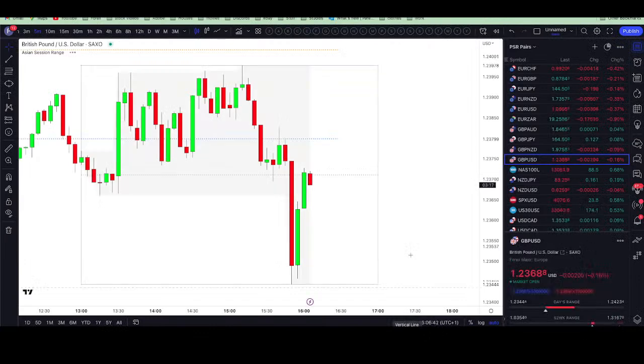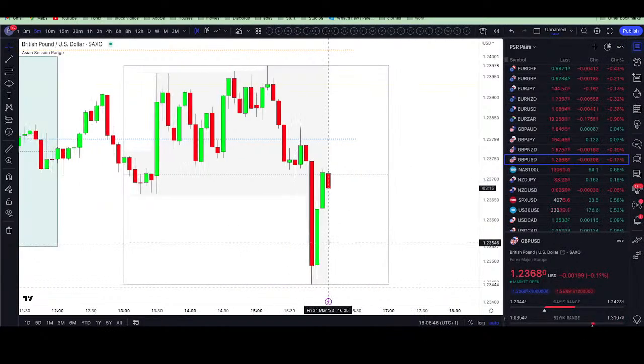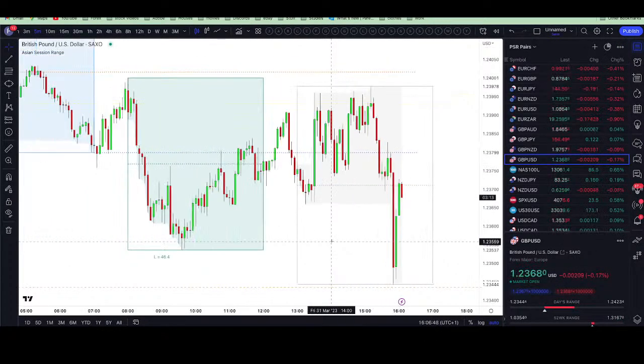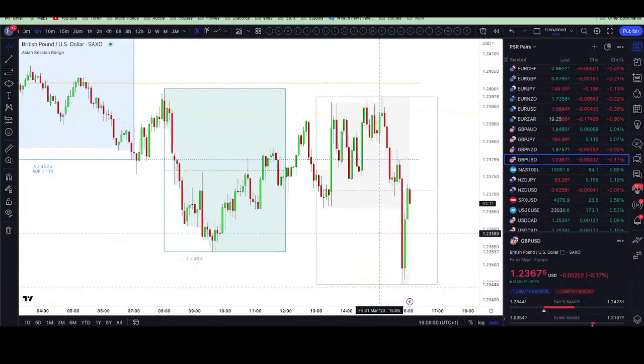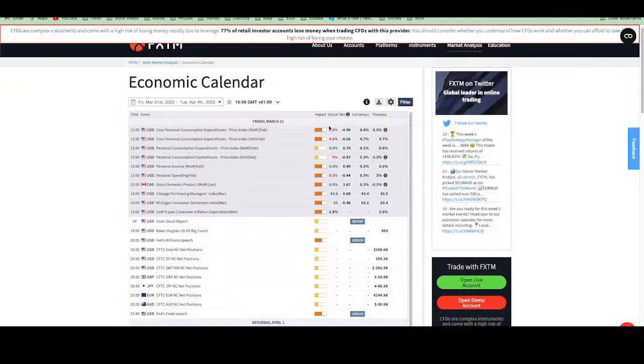Let's go to GU. Yeah, impulsive move back up. Now they're pushing back down. What was that? Was there news? Nope, no news. See what I'm saying, guys and girls? No news in that massive move.